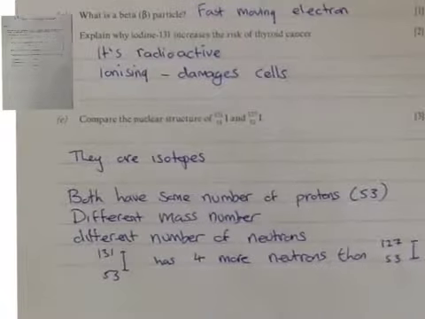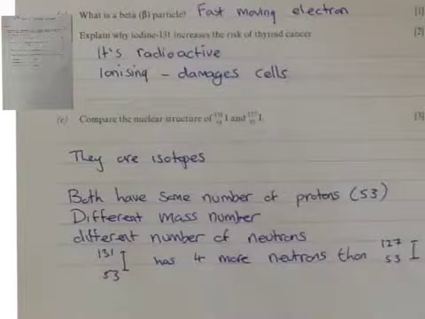Then it says compare the nuclear structure of iodine 131 and iodine 127. So I've said they're both isotopes. They both have the same number of protons, which is 53. That makes them the same element. If you looked at the periodic table, iodine would have a small number of 53. They do have a different mass number, 131 and 127, which means that 131 has 4 more neutrons than 127. And that's for my 3 marks.